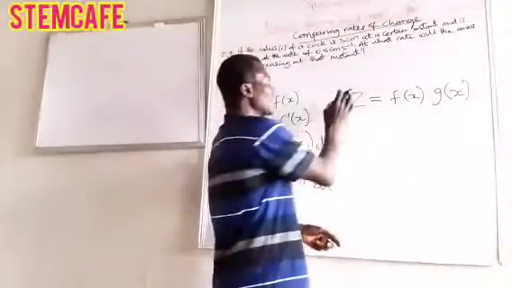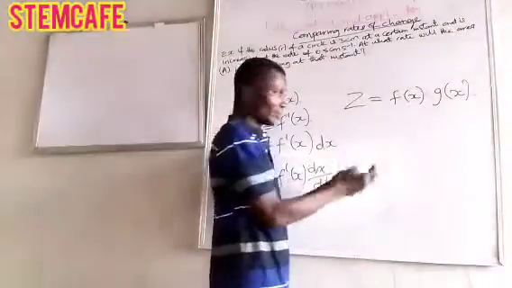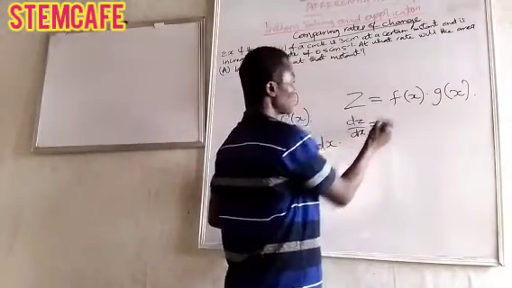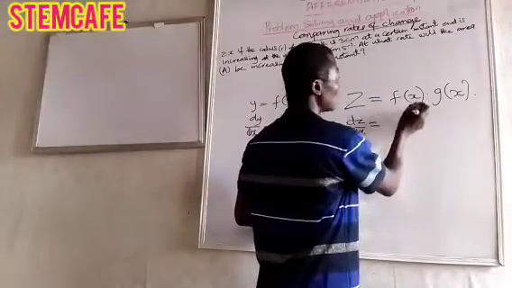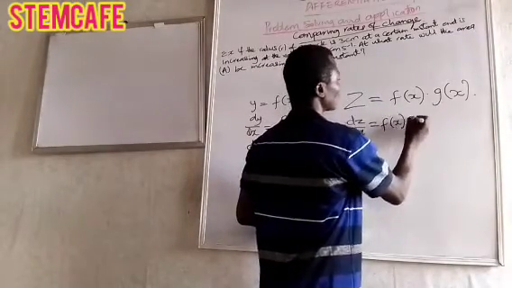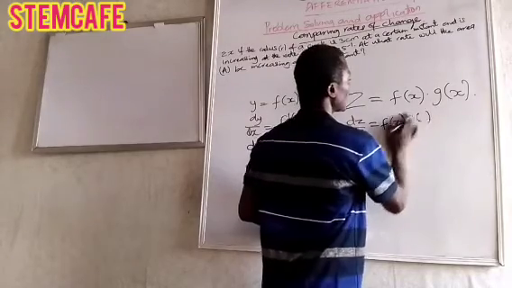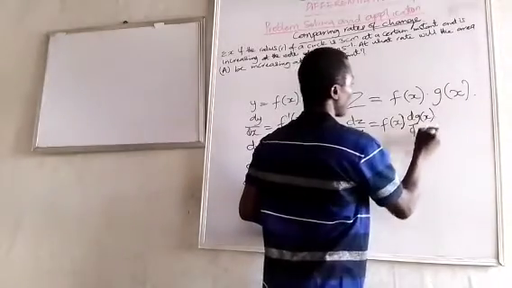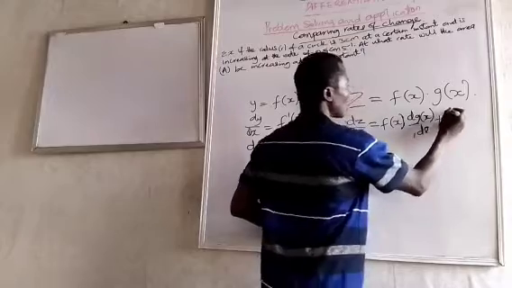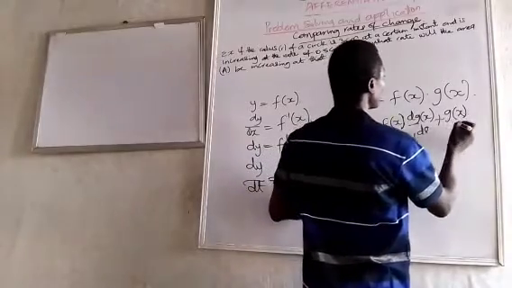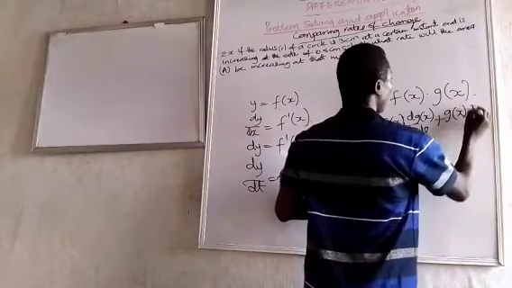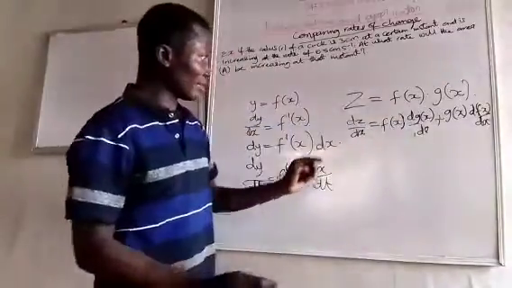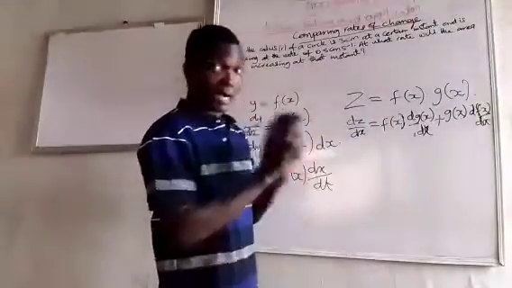So with this now, assuming this one is also a function of x, as it will change. So we can now say dz/dx will be equal to f(x) g'(x). Okay, let me put it like this. The g(x) df(x)/dx plus g(x) df(x)/dx. Now you can see how it is now.